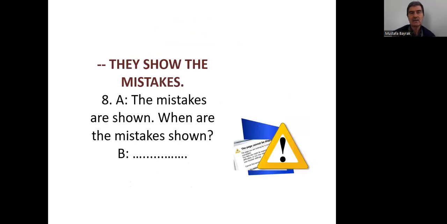Okay, let's see the active sentence. They show the mistakes. Okay, active sentence, passive sentence. The mistakes are shown. When are the mistakes shown? The mistakes are shown just after the exam.